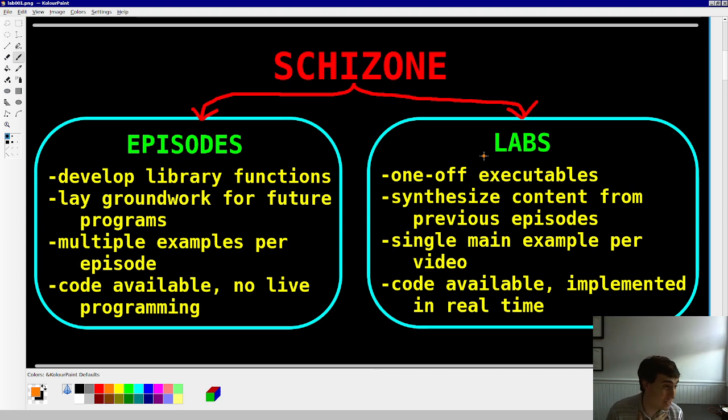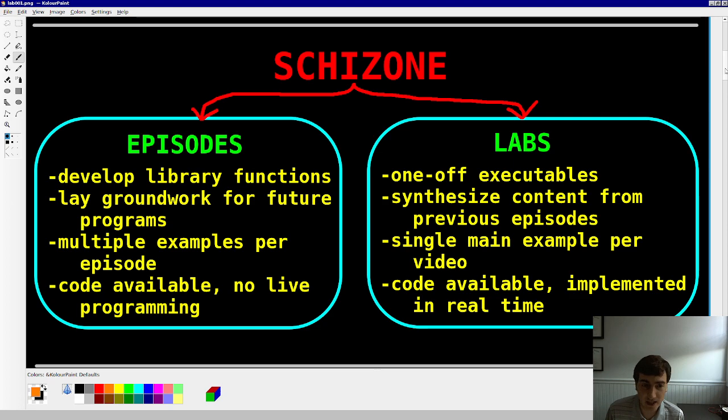And also it's easier for me to make this video because I don't have to spend a full week developing multiple examples and all library functions and stuff. It's easy for me once in a while just to take a load off and just implement something simple and go through the theory behind it.